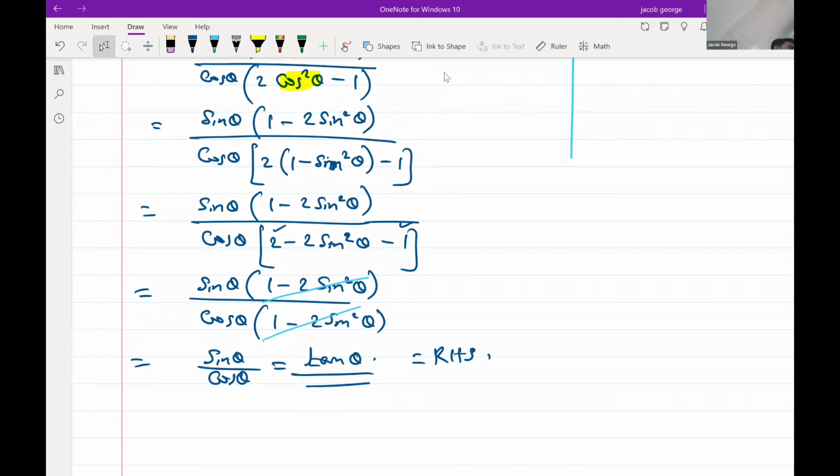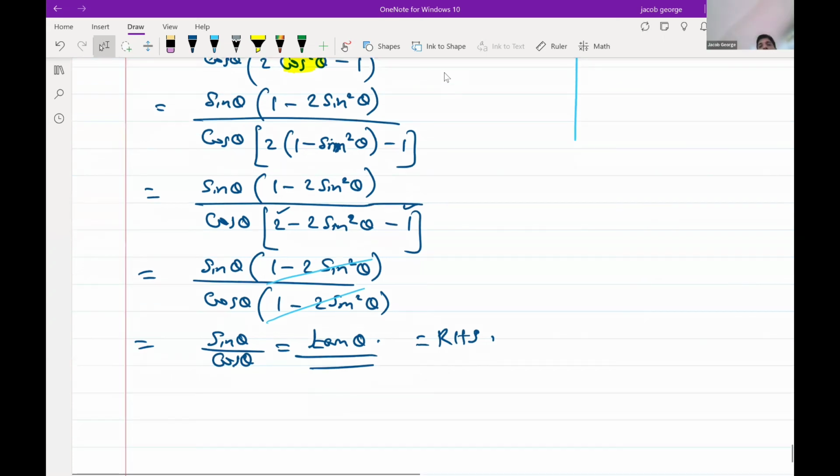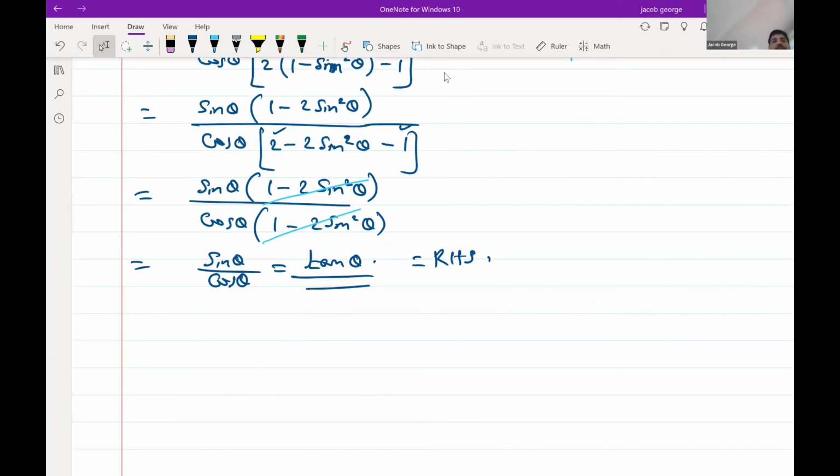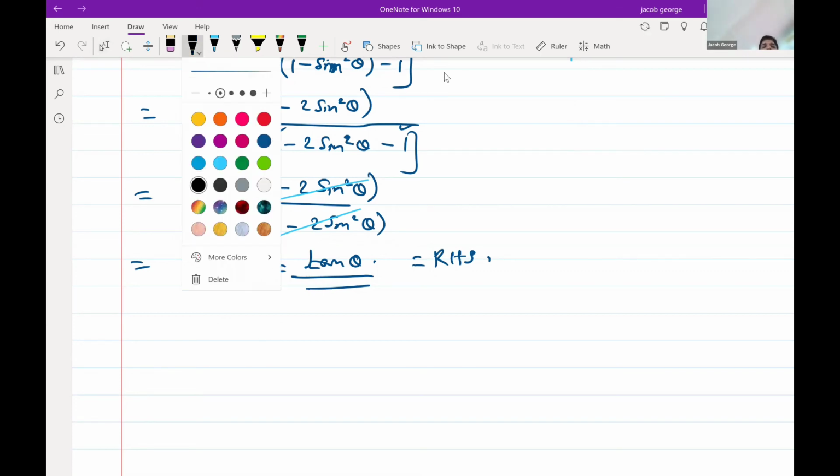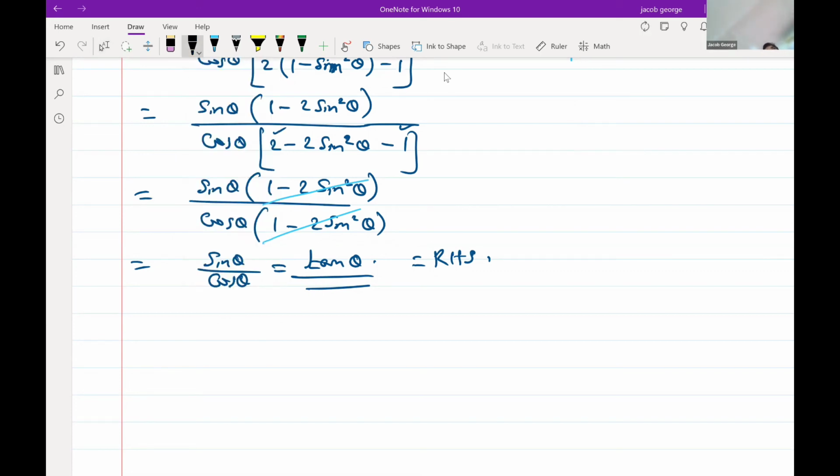Now, I will write the next question also. Question number 8. Total 10 questions are there in this exercise. We are about to complete. In the next class we will finish this exercise. One of the very important exercises of our textbook.